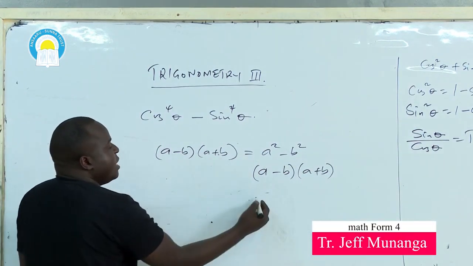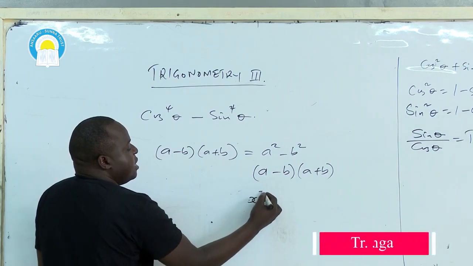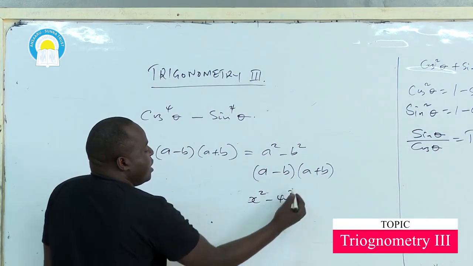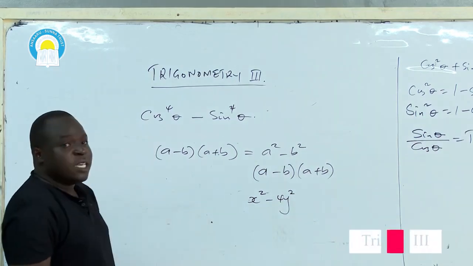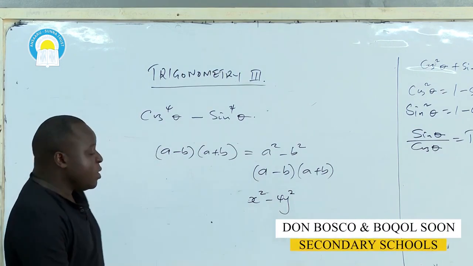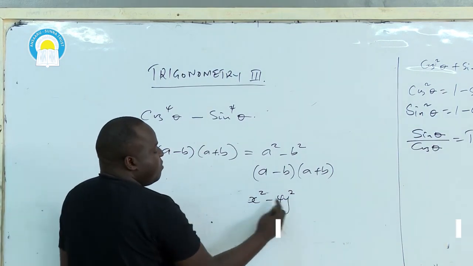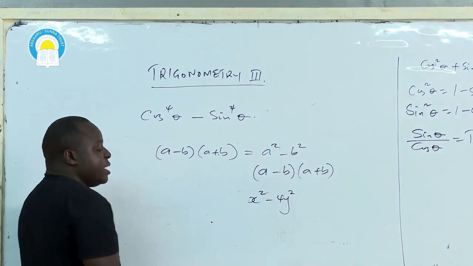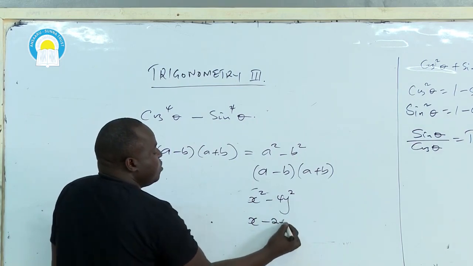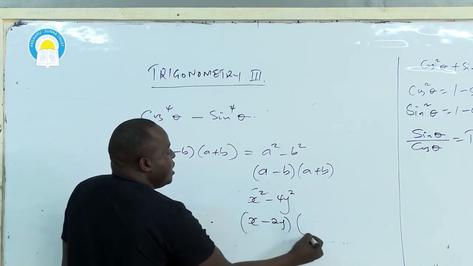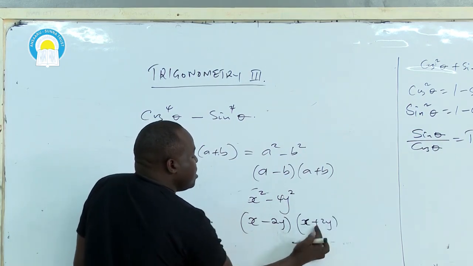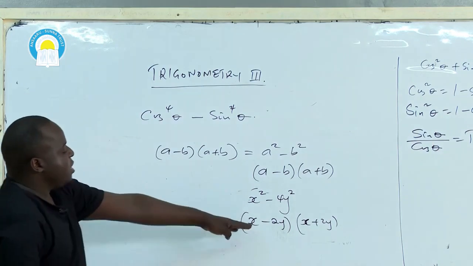Which means if I had a number like x raised to 2 minus 4y raised to 2, and I want to factorize this, first I'll check if it's a perfect square. Indeed, it is a difference of two squares, because this is a perfect square and the sign in between is negative. So the square root of this is x, and the square root of this number is 2y. Then it will be this, then repeated, x plus 2y. Change in signs, but the same values.